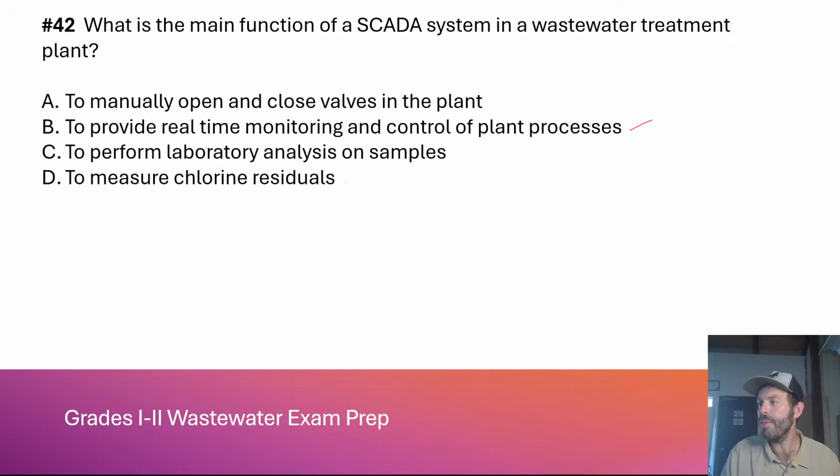To measure chlorine residuals is a red herring. It's a smokescreen. The chlorine analyzer measures chlorine residuals. Operators measure chlorine residuals. SCADA doesn't measure chlorine residuals. SCADA collects the data. Supervisory control, so that's me, the operator. I have supervisory control. And data acquisition. It's acquiring the data from the sensors.